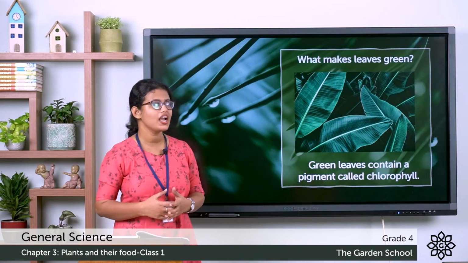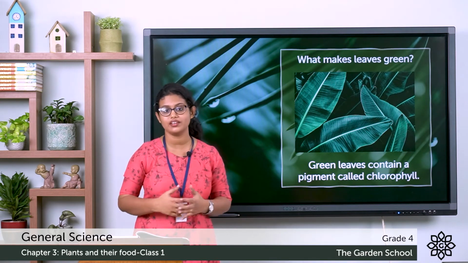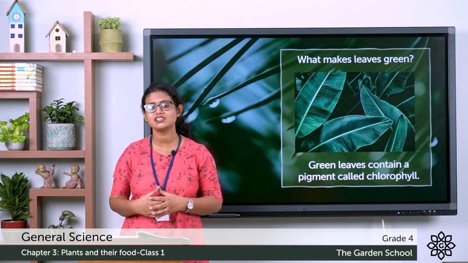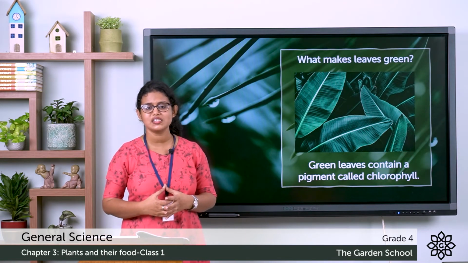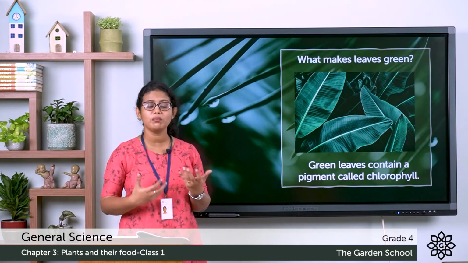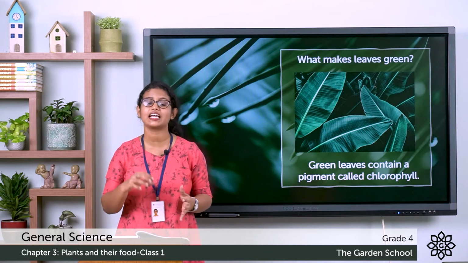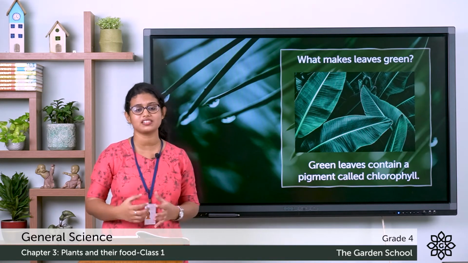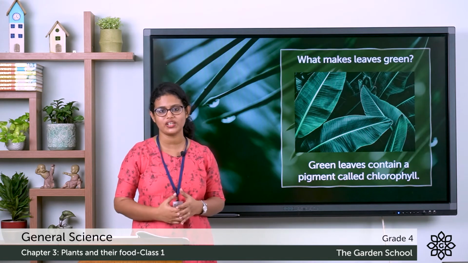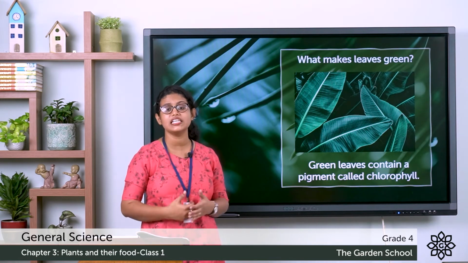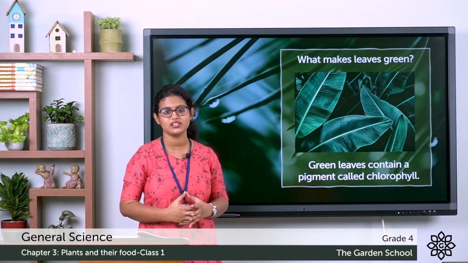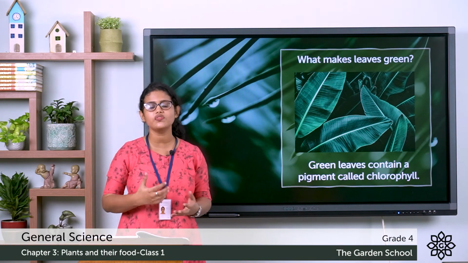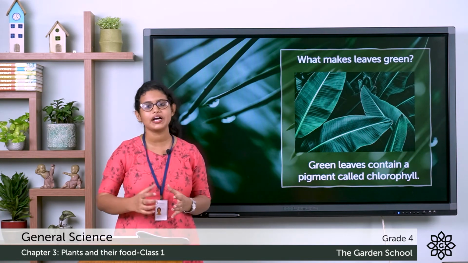Now, let's see what makes leaves green. If you just look around, you can see most plants have green leaves. How does this happen? What makes the leaves green? That is because the leaves contain a pigment that is called chlorophyll. And the chlorophyll makes the leaves of the plant appear green. What is that pigment called? The pigment is called chlorophyll. So the chlorophyll makes the leaves appear green.